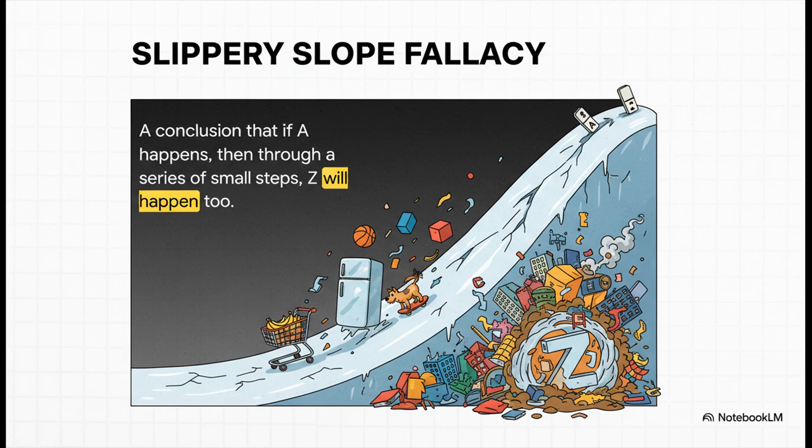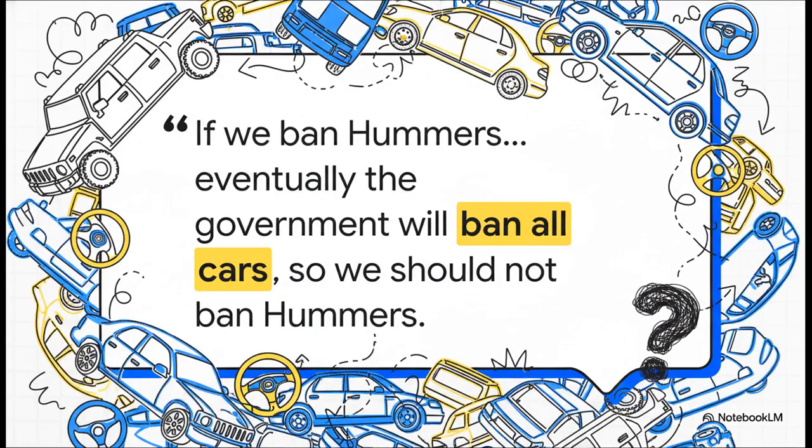All right, ever hear an argument that goes from 0 to 100 in like 2 seconds? That's probably a slippery slope fallacy. This is where someone claims that if we take one small step, it's going to lead to this huge, crazy chain reaction of terrible events with no way to stop it. Think about this one. Whoa, right? That's a huge leap. It connects banning one specific type of car to banning all cars without any evidence to back it up. It's just trying to scare you.